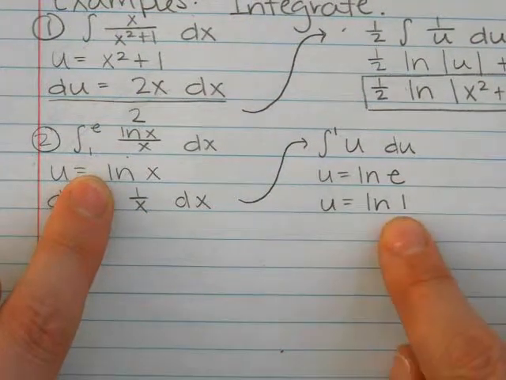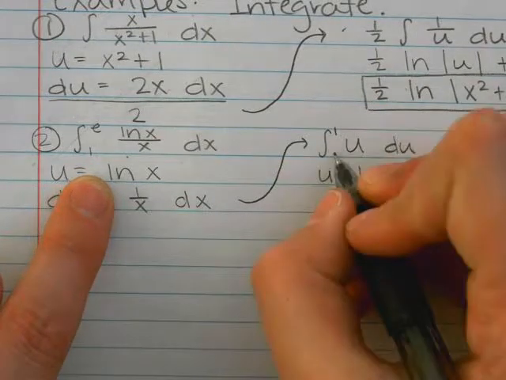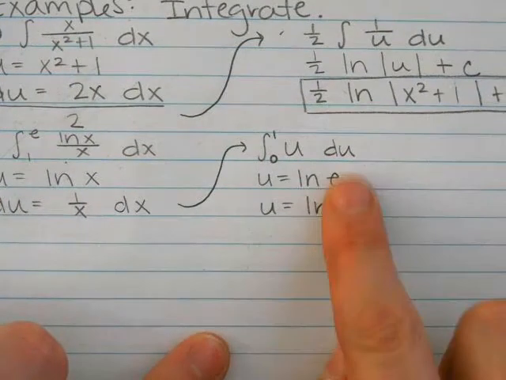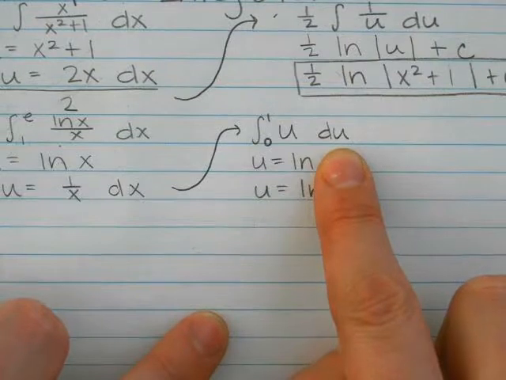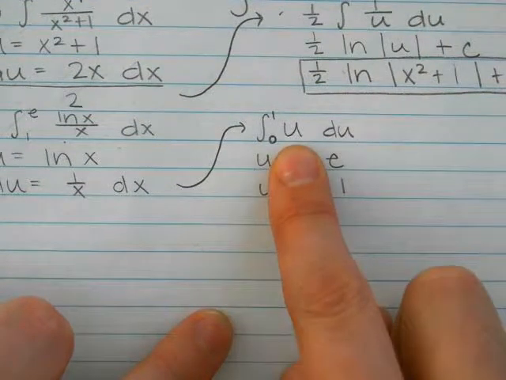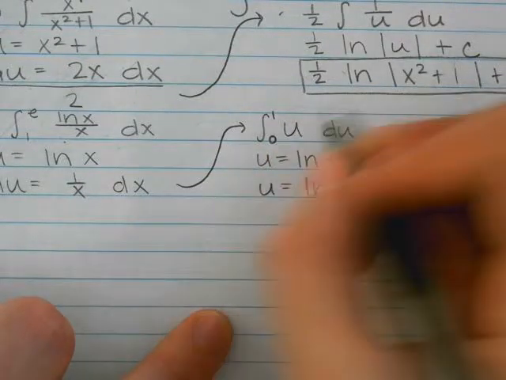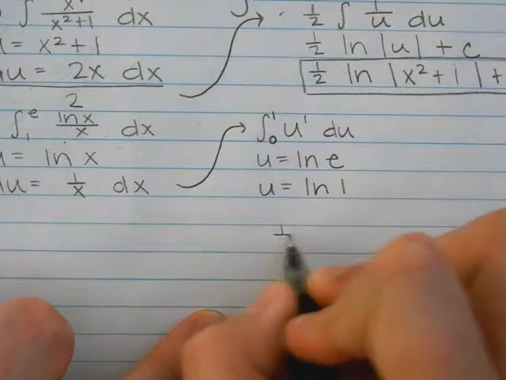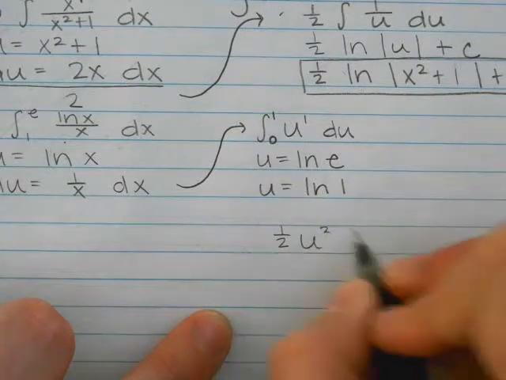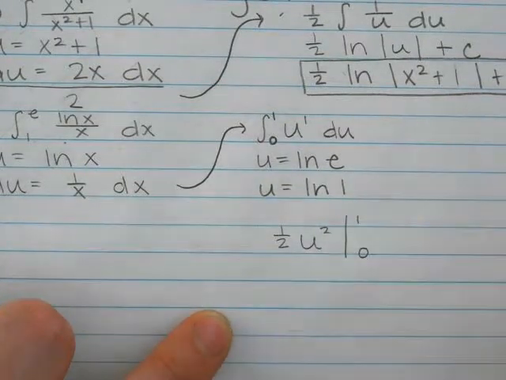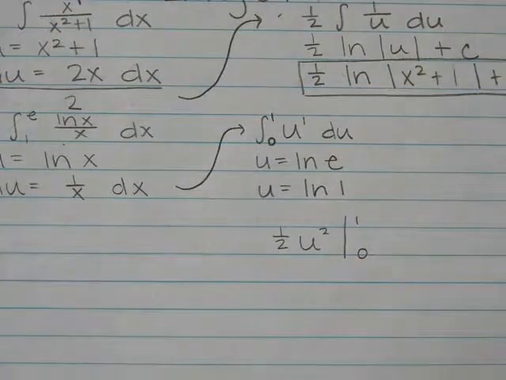Then when we plug in 1, what do we get? ln 1. 0, good. Okay. All right, so if I integrate this, what do I get? Just plain old U, that's what I'm integrating. Yeah, so I get 1/2 U to the second power, and I'm evaluating that from 1 to 0. Okay. So that's if I evaluate the U version.